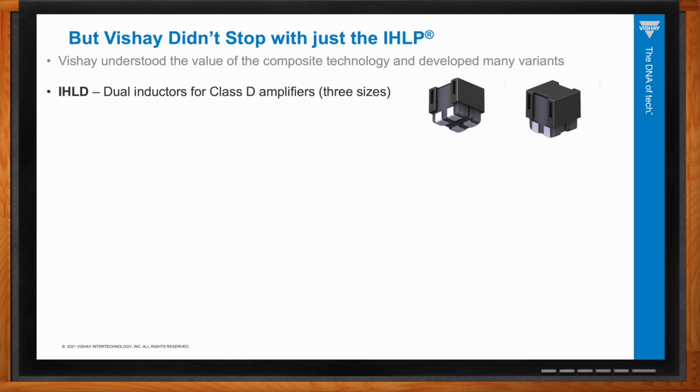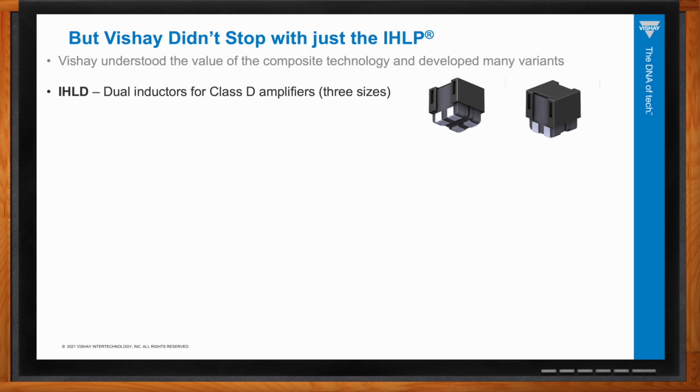These are typically used in Class D amplifiers where 2 inductors are needed for each portion of the circuit. So some Class D amplifiers need as many as 64 IHLP inductors, and that takes up a lot of board space. So by putting them vertically, we can reduce the board space by over 50%. So this has become a very popular product for us in the IHLD configuration.